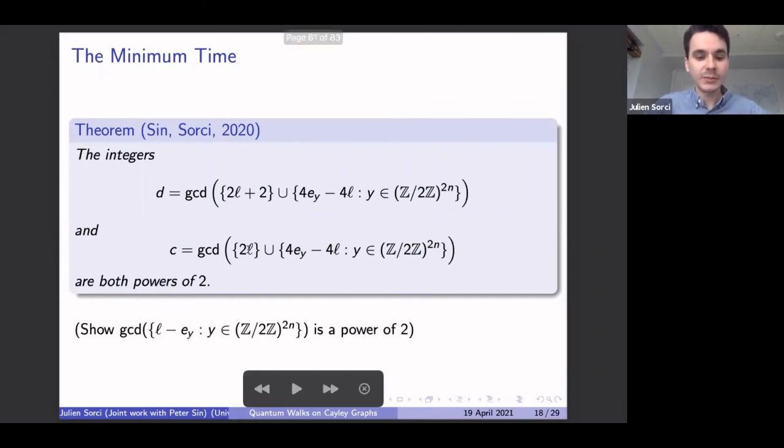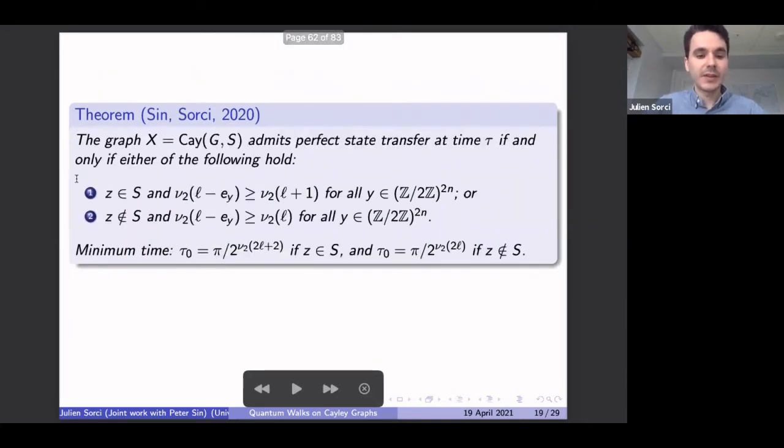The way that we did that is we looked at these smaller GCDs, where we just look at these L minus EYs, because those occur inside of the GCDs. If we can show that the GCD of these L minus EYs is a power of 2, then it implies that these integers C and D also have to be powers of 2. Putting that together, we have a simpler statement: we get perfect state transfer if and only if one of these two number theoretic conditions hold. And the minimum time is just pi over a certain power of 2 that depends on L.